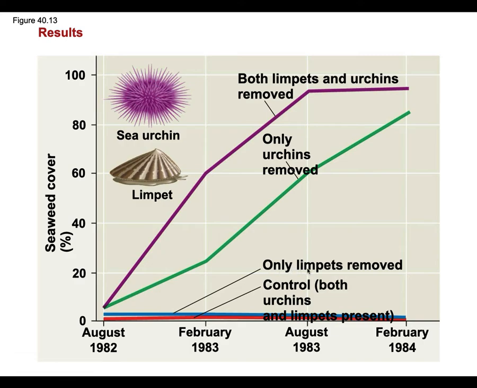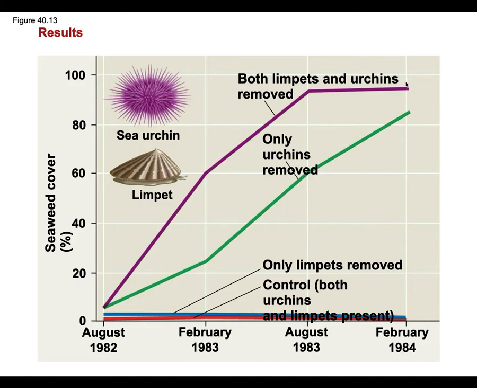When they only removed limpets, notice that the seaweed cover was basically the same, which makes you think maybe that sea urchins might have a stronger control over seaweed distribution than limpets. And lo and behold, when they removed urchins from the environment and limpets were present, seaweed definitely had a much greater ability to grow. And when we removed both, then seaweed really flourished until it almost reached 100%.